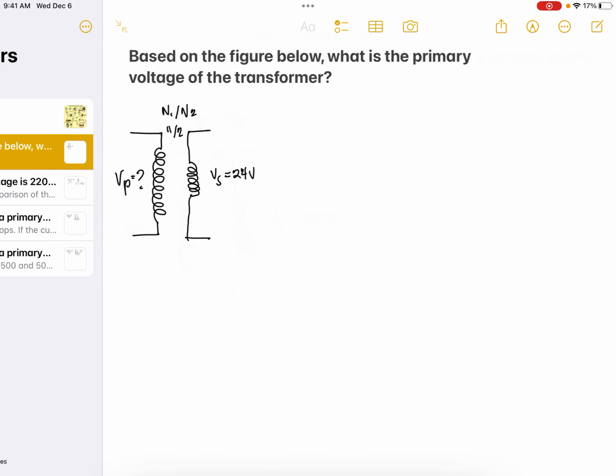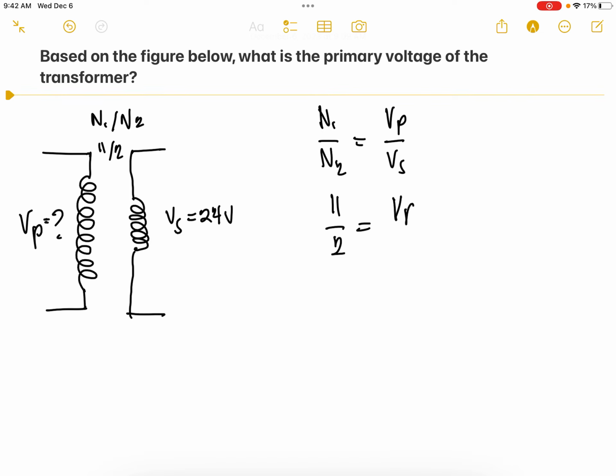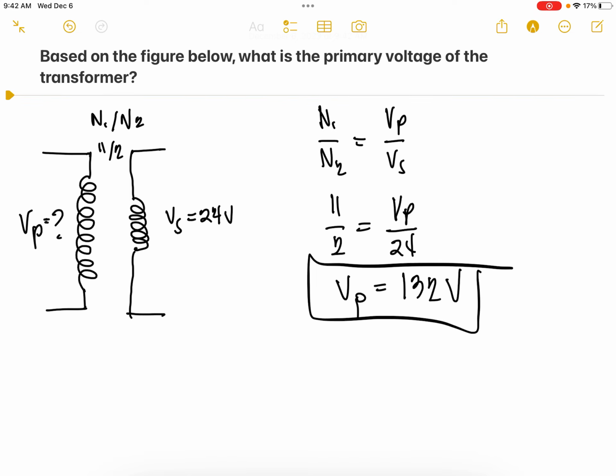Last question. Based on the figure below, what is the primary voltage of the transformer? Now, we have here N1 and N2. What we are looking for is the primary voltage. So, we have 11 over 2, 24. So, the primary voltage is now equal to 132 volts.